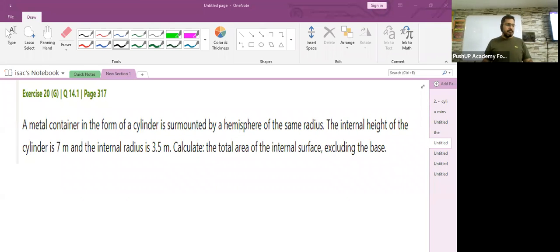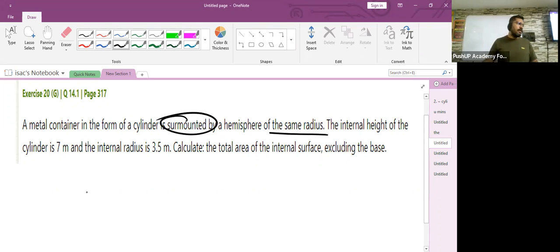A metal container in the form of a cylinder is surmounted by a hemisphere of the same radius. Even if they don't use the term same radius, it's understood, right? Because it's surmounted. The internal height of the cylinder is 7 meters. Children, focus on this part: internal height, and here, internal radius. When do we usually use internal height and internal radius? When the given solids are hollow, isn't it? Otherwise, they will simply tell you height and radius, if it is a solid cylinder or a solid cone. This is the difference, children.